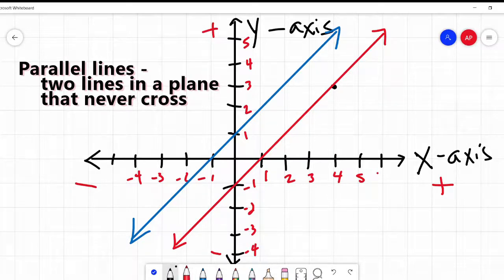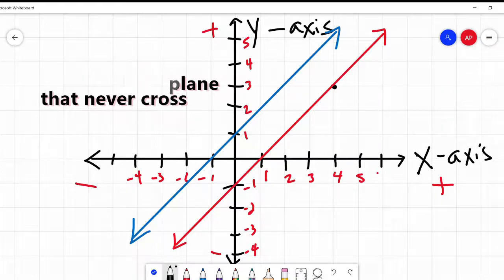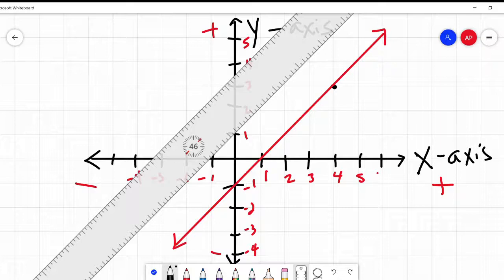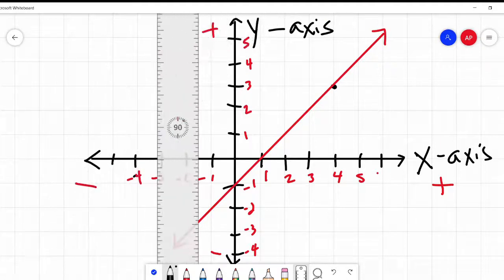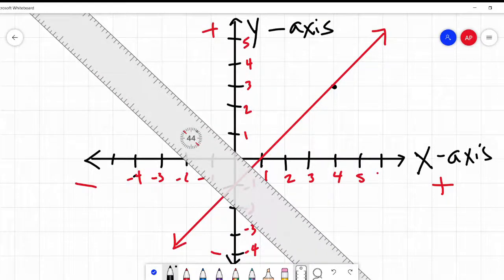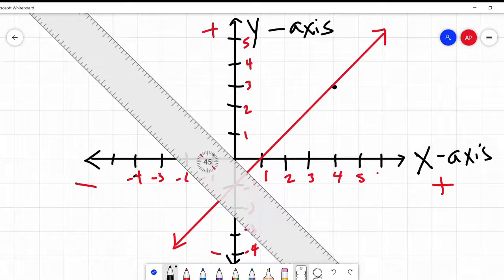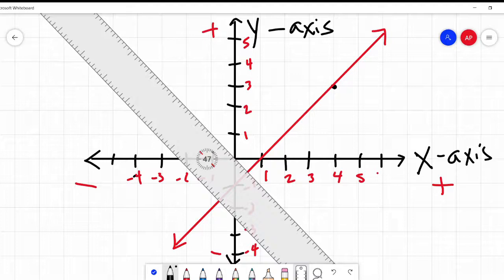Other math books would simply define it as I did, saying there are two lines, they're on the same plane, and they never ever cross. They never intersect. The other one, see, we're at 46 degrees. Let's spin this. So close. I went there.